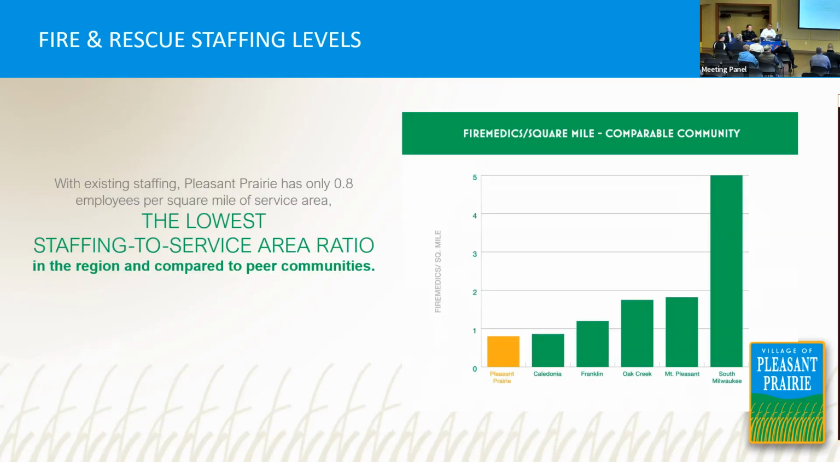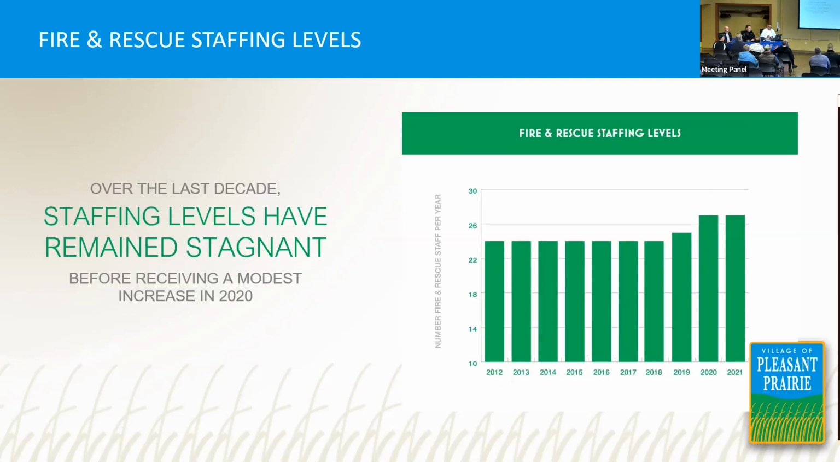Right now, the Pleasant Prairie Fire and Rescue Department comprises 27 full-time employees, including one fire chief, two assistant chiefs, and one administrative staff position. Between 2012 and 2020, full-time staffing in the Pleasant Prairie Fire and Rescue Department was fairly stagnant before receiving a modest bump in 2020, and that's depicted by the graph you see on the screen.